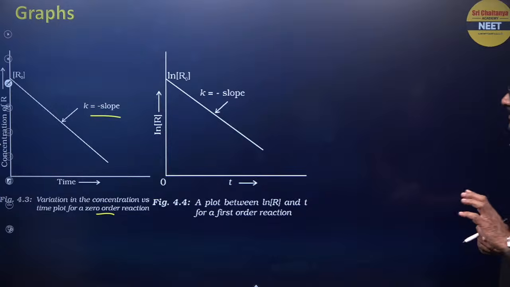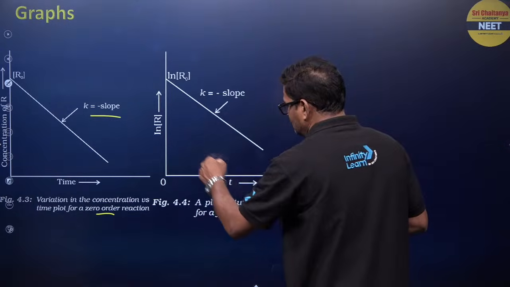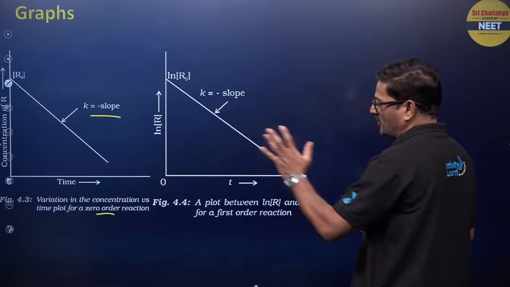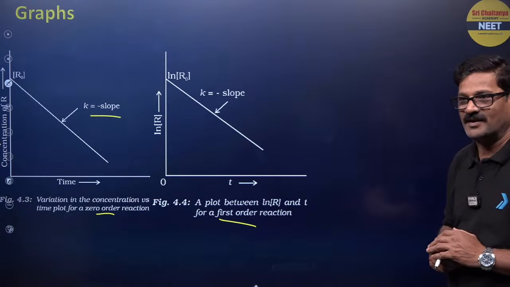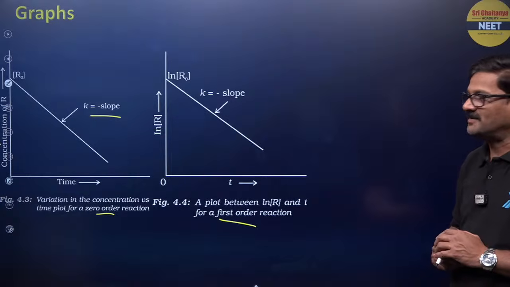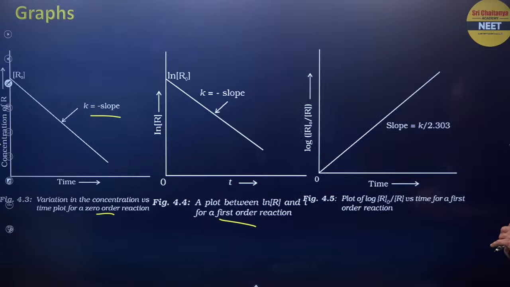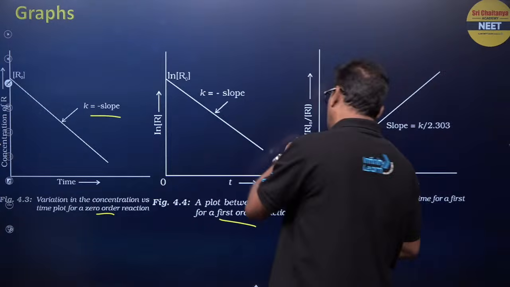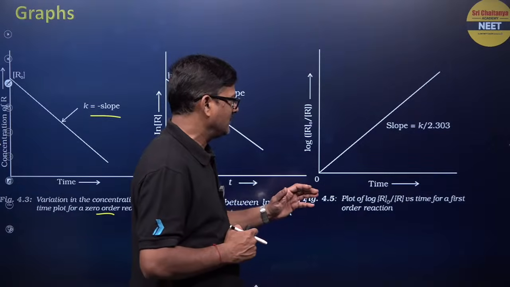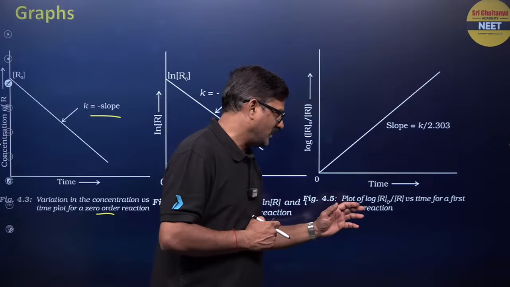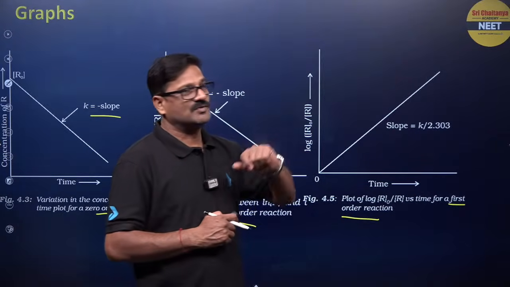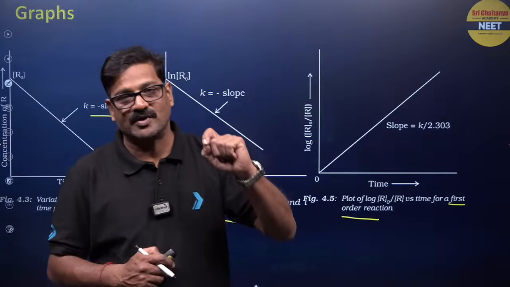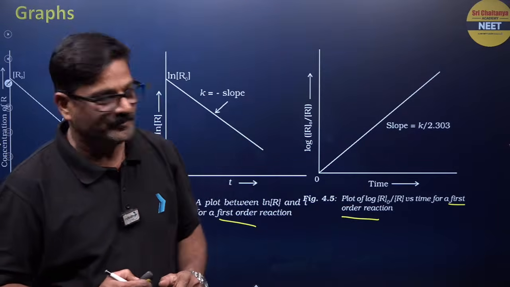And also see ln r versus t, it's NCERT से स्नूपी करके आपको रखा. This is for the first order. Slope is going to be minus k again, है ना बेटा. And also log r naught by r versus time. So it is going to be again for the first order, and the slope is equal to k by 2.303.